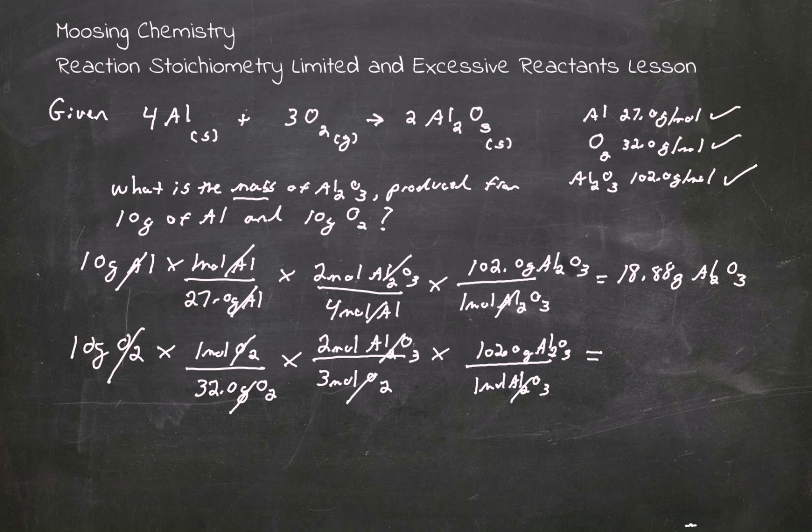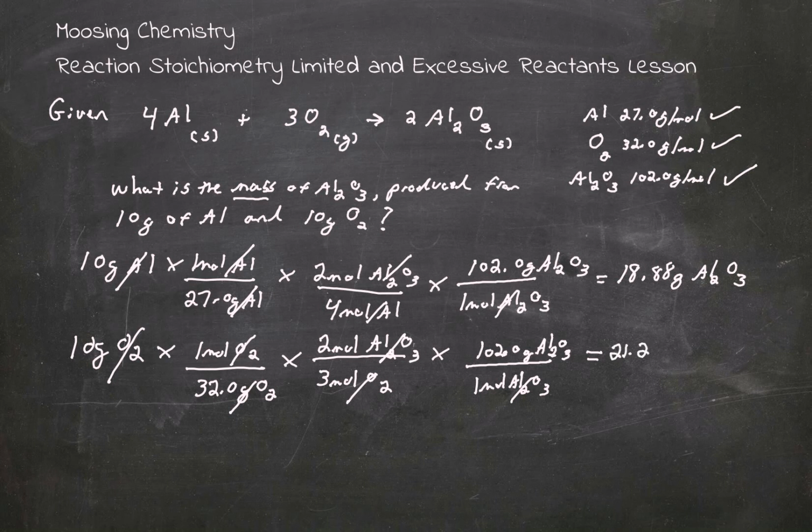So again, I'm going to take my calculator here, and I'm going to calculate this real quickly. All right, let's see here. So we're going to go 10 divided by 32 equals, times 2 equals, divided by 3 equals, times 102.0. And that's going to give me 21.25 grams.